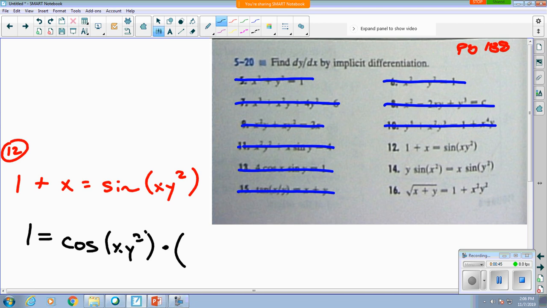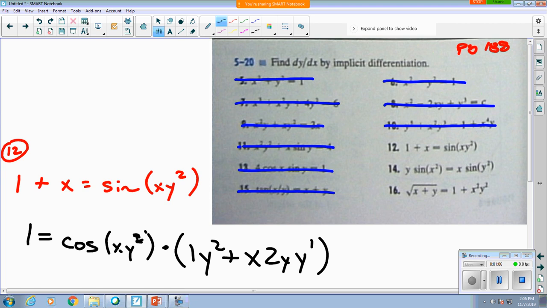So I always do x first. The derivative of x is simply 1 dx, but we divide by dx as we go. So it's 1 times y squared plus x, and the derivative of y squared is 2y dy divided by dx, which is y prime. So immediately we're sitting here at this, all right?